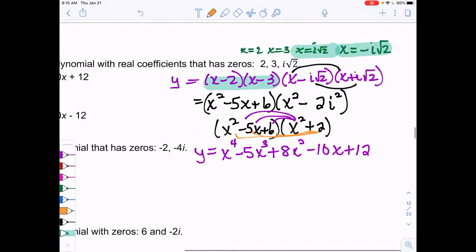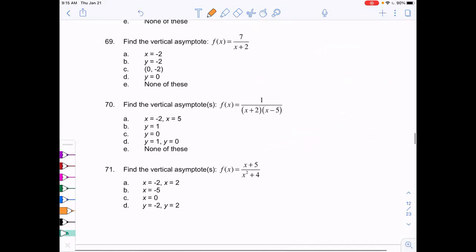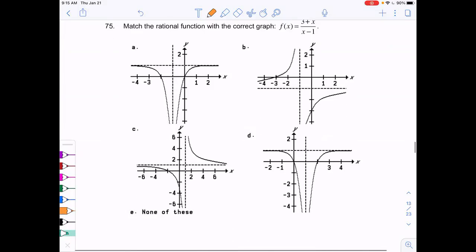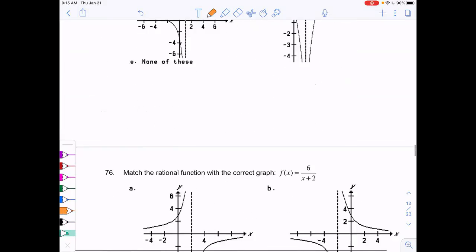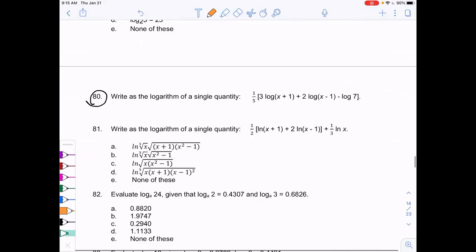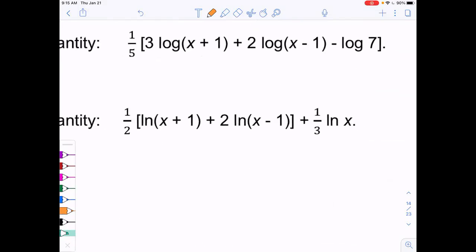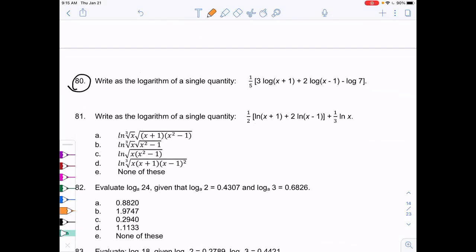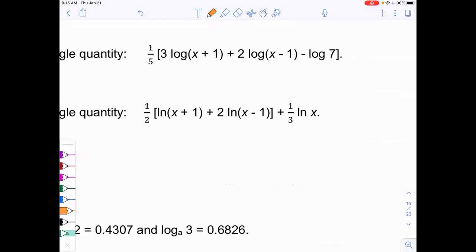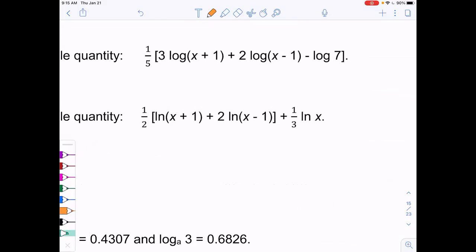So the last problem that I had listed on my form, everybody must be okay with finding asymptotes, was number 80, which started chapter 3, and it says to write as a single quantity, which essentially means condense. We want to pull these terms together, condense them. And if you start on the inside and worry about the 1/5 last, it's usually how you work. You start in the inside of the parentheses.